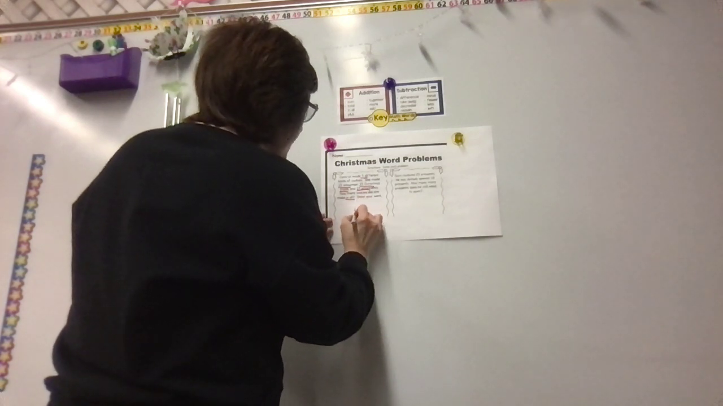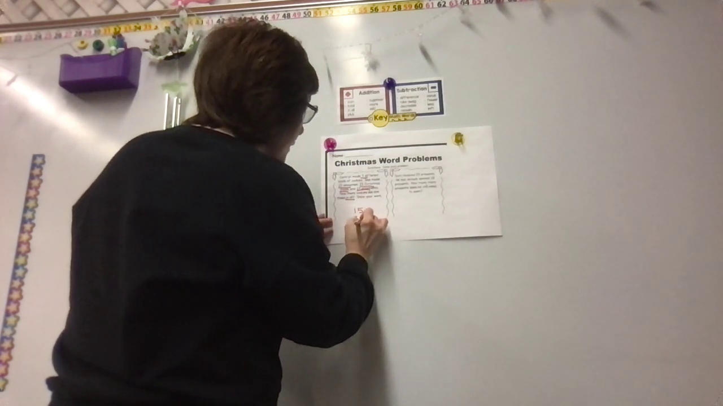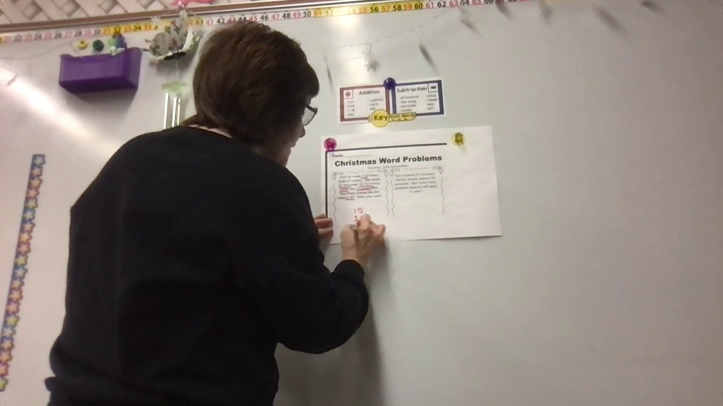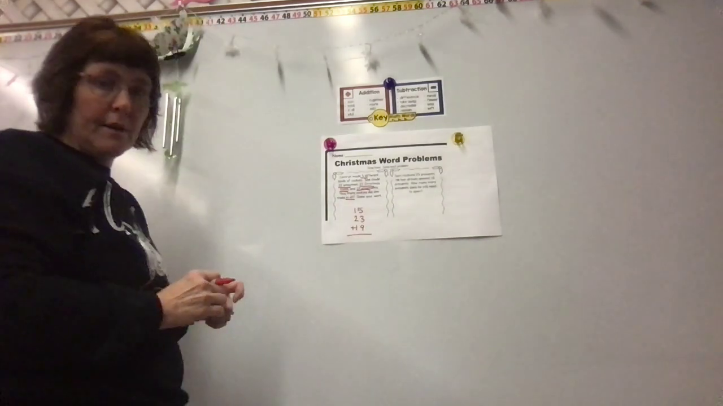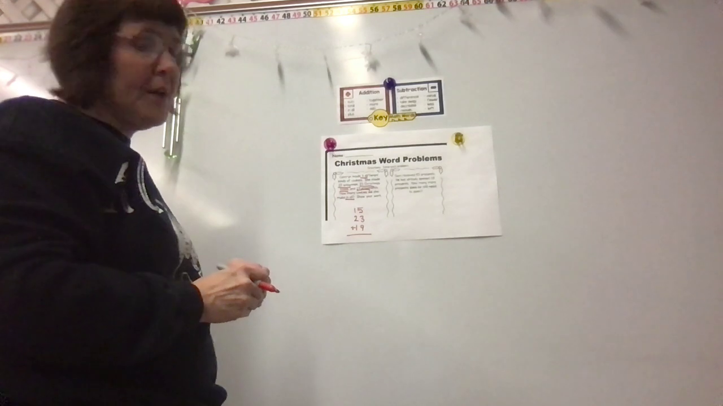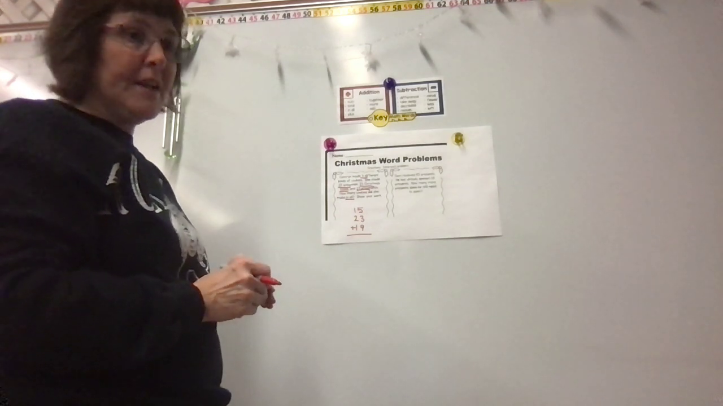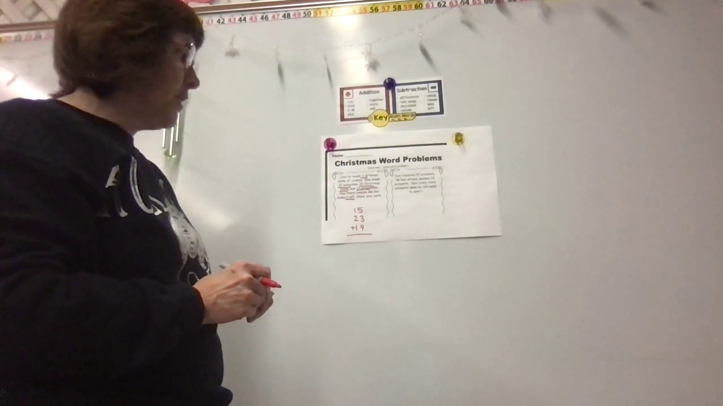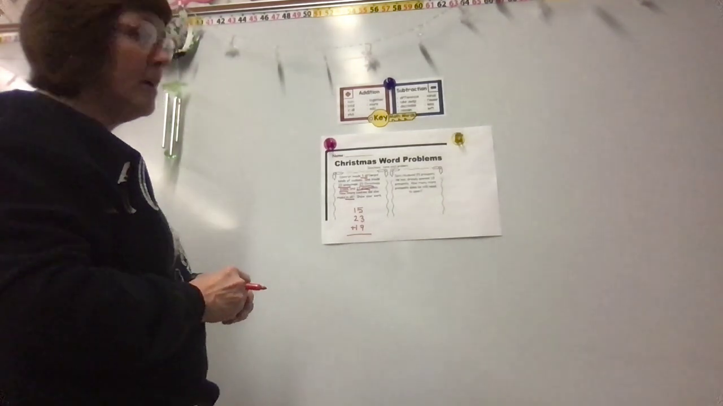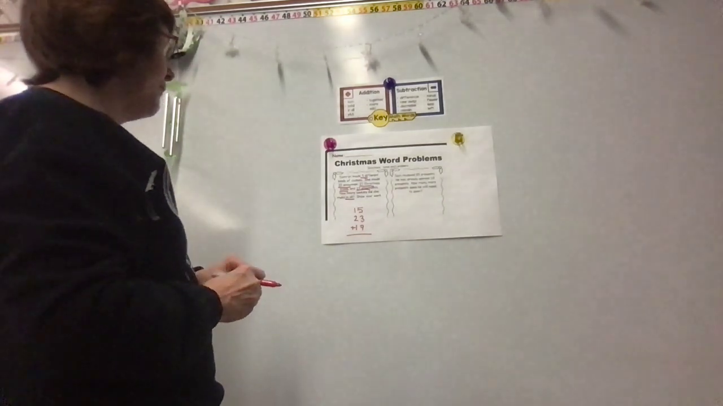So I'm going to start with 15 plus 23 plus 19. Okay, those are the 3 numbers that I need to add together to find out how many cookies in all did she make. I'm going to give you just a minute to go ahead and solve that.